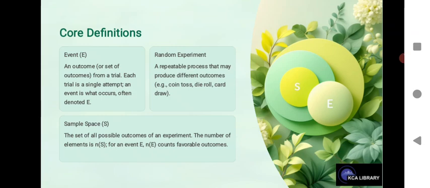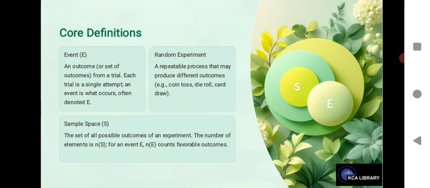The other point you need to take note of is random experiment. Random experiment simply means a repeatable process that may produce different outcomes. For instance, if I toss a coin, or I roll a die, or I play card draw. Okay? Then there's what we call sample space. Sample space is just the set of all possible outcomes of an experiment. So that is what is called a sample space.